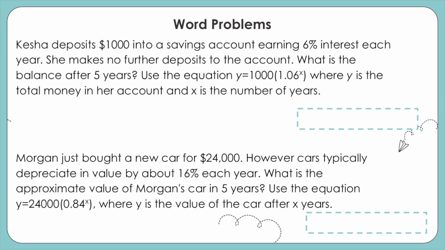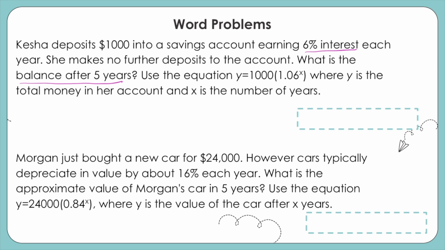So here we've got 2 word problems to do. The first one says Kesha deposits $1,000 into a savings account, earning 6% interest each year. It's probably important information. She makes no further deposits in the account. What is the balance after 5 years? Use the equation y equals 1,000 times 1.06 to the x power, where y is the total money in her account and x is the number of years.